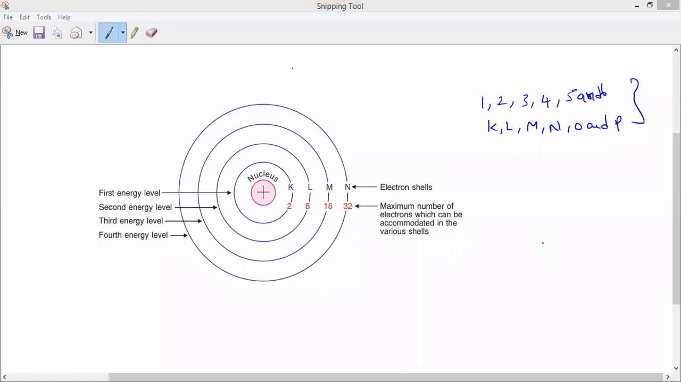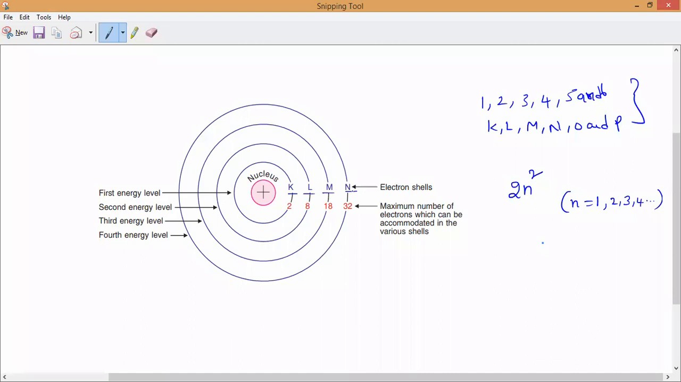So we'll continue here. As we know, Bohr said in his fourth point that the maximum number of electrons which we can fill in any shell can be calculated by the formula 2n square. Here n is the number of the shell, that is n equals 1, n equals 2, n equals 3, n equals 4, and so on. Here you notice K, L, M, N. The maximum number of electrons we find is 2n square.